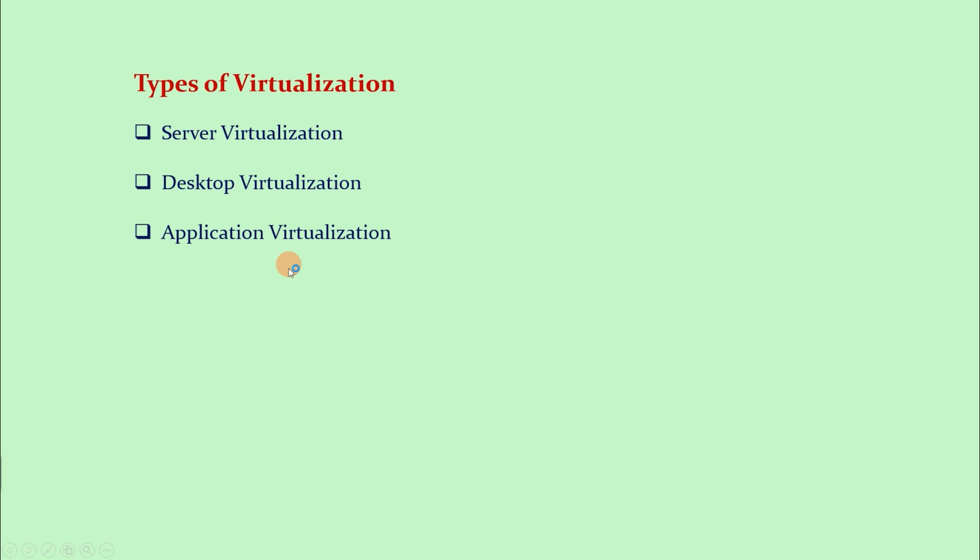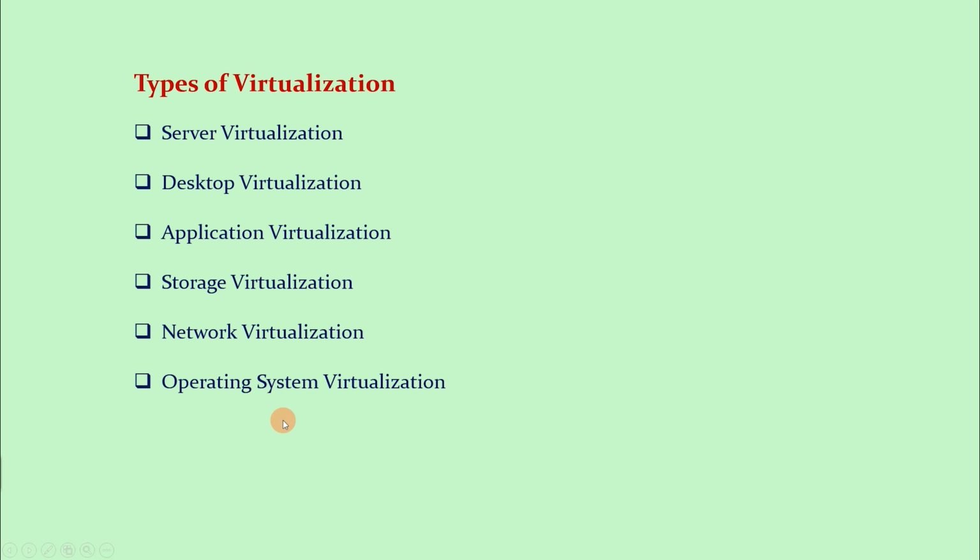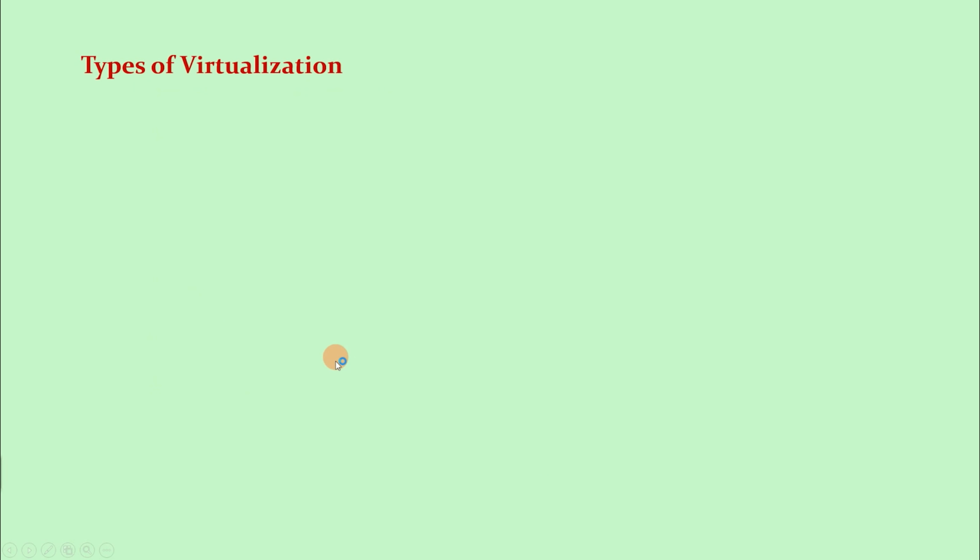Now, types of virtualization: server virtualization, desktop virtualization, application virtualization, storage virtualization, network virtualization, operating system virtualization. Let's repeat again: server, desktop, application, storage, network, and operating system virtualization. And operating system virtualization is one of the primary and most important types of virtualization, which is commonly used, you can say. Now let's discuss all these types of virtualization one by one.